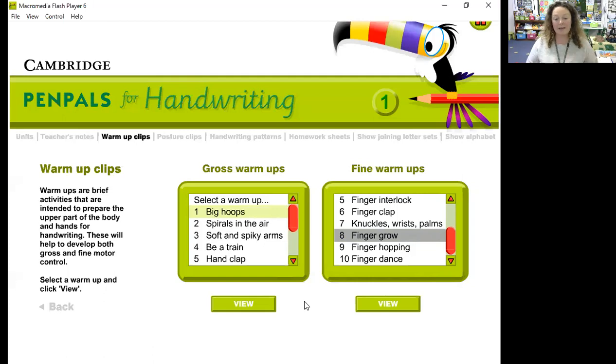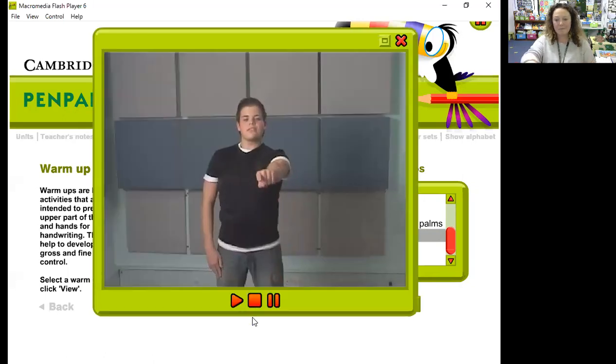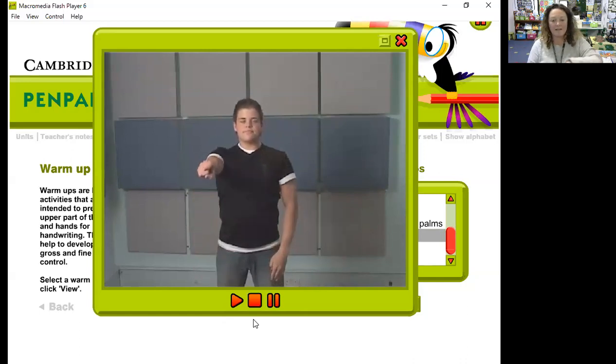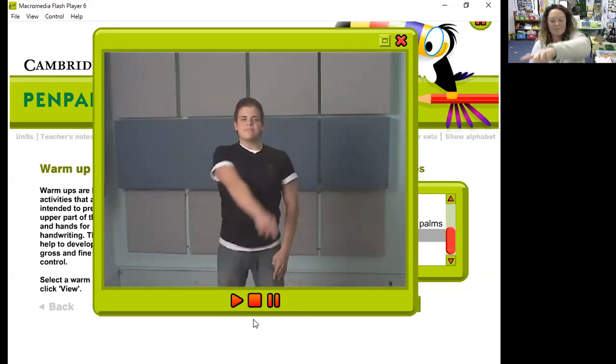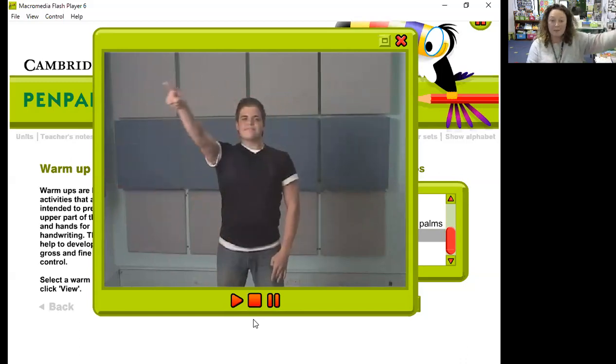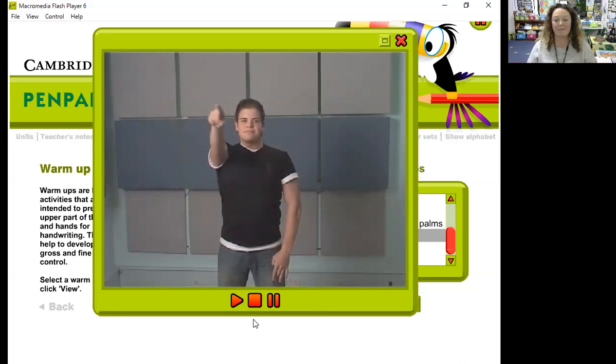So you want to be standing up now. You're going to be ready in a space of your own, being careful of all those arms that might be moving about, because you're going to be warming up those big muscles. And the other hand. It's important that we do both sides because we're using all the muscles, remember, when we're writing.